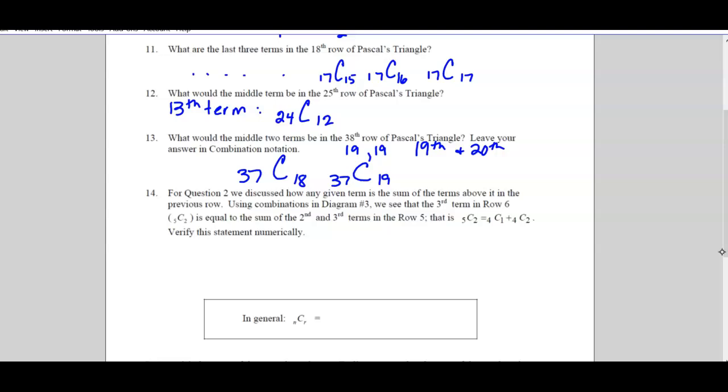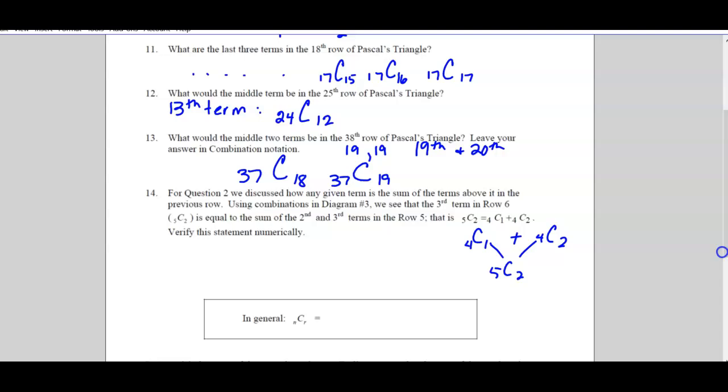Okay? So for question 2, we discussed how any given term is the sum of the terms above it in the previous row. Using combinations in diagram 3, we see that the third term in row 6 is 5C2, and it's equal to the sum of the second and third terms in row 5. So this is 5C2, it's equal to 4C1 plus 4C2. That's in the triangle, right? All the terms in each row.